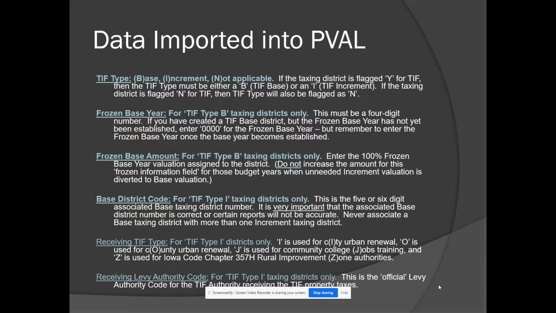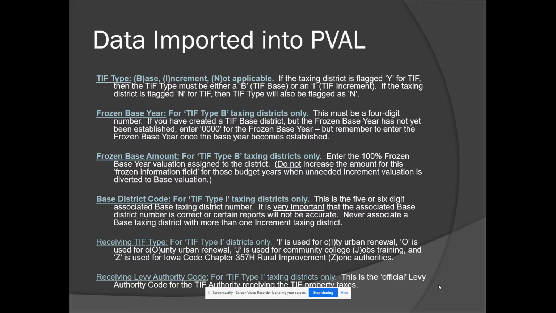If you've created a TIF base but you don't have the year established yet, you can enter all zeros for the frozen base year. But remember, once that frozen base year is determined, you need to come back into the system and update that with the actual year for the frozen base.